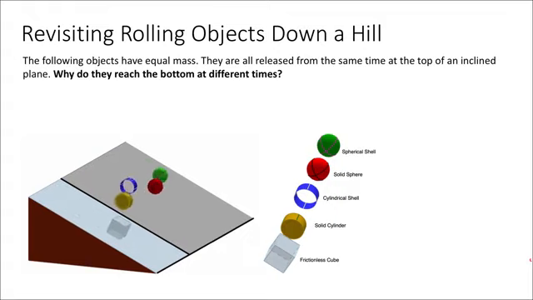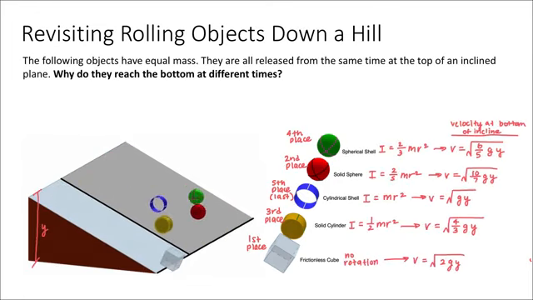We just derived the equation for the velocity of a solid sphere at the bottom of an inclined plane using the moment of inertia as 2/5 mr squared. If you were to repeat this process for each of these objects using their respective moment of inertia equations and deriving an equation for the velocity of these objects linearly at the bottom of the inclined plane, you would get something like this.